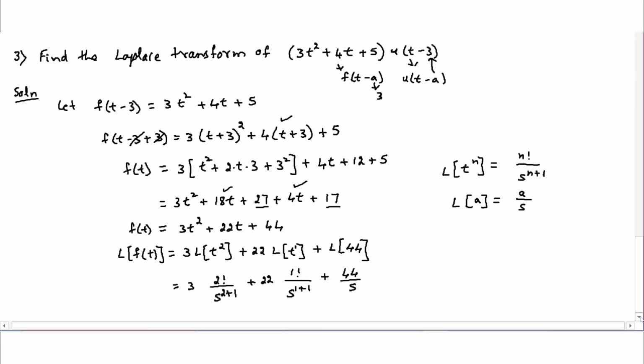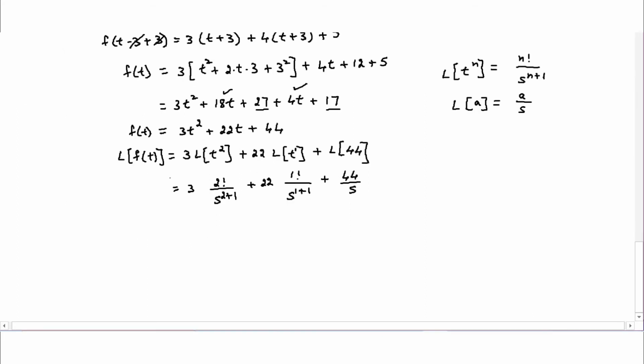So let us further try to simplify this expression. This will be equals to 2 factorial is 2, 2 times 3 will be 6 divided by s cube, plus 22 times 1 factorial is 22 divided by s square. Then you have plus 44 by s as it is. So the Laplace transform of f of t is represented in the form of f bar of s.